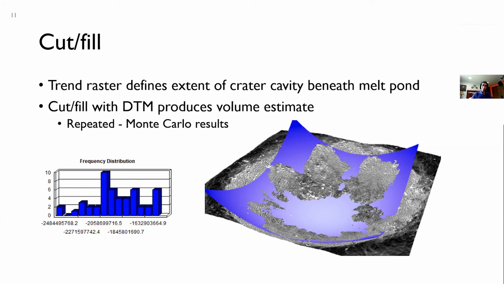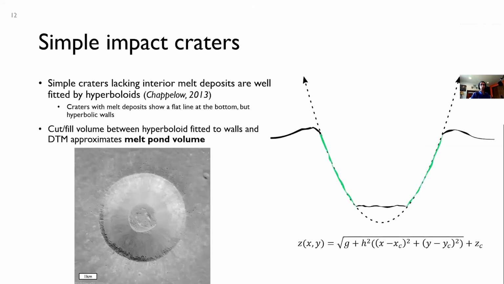So you might look at that and say, hey, that paraboloid doesn't look like it's fitting the crater really great. You know, it's not very representative of the crater cavity beneath the melt pond. And to that, I'll respond by saying, you're right, a paraboloid isn't the best shape to be doing this with. What we actually want to do is use a hyperboloid. So a pretty great paper from 2013 by John Chapelot found, using geometric analysis of shadows in simple impact craters, that simple impact craters without interior melt deposits are very well fitted by hyperboloids, a shape defined by this equation on the bottom right here.